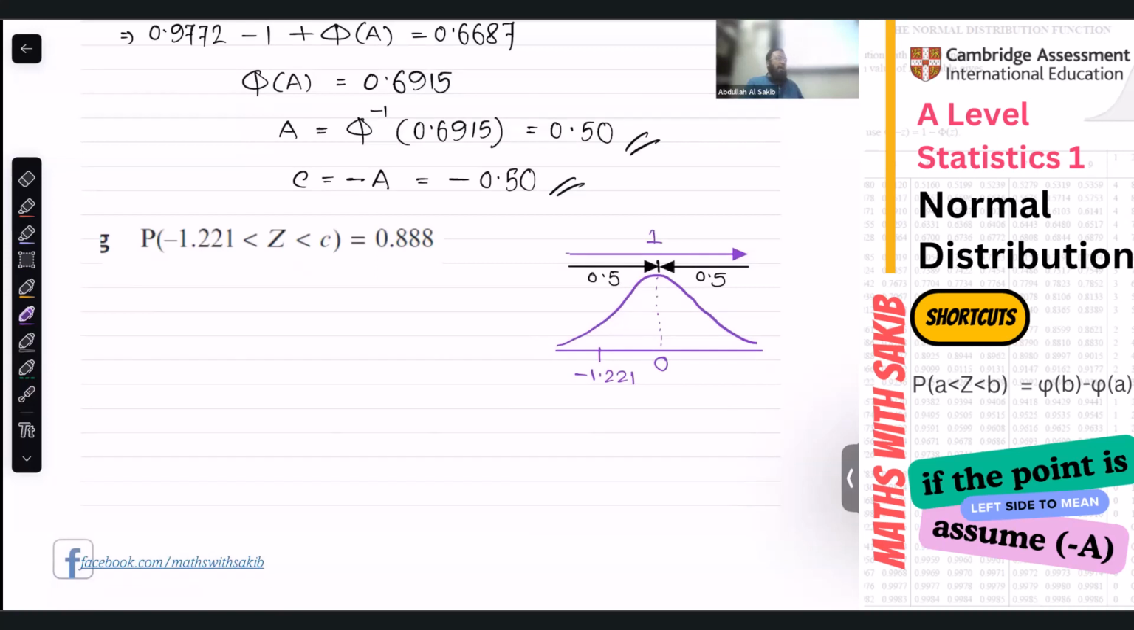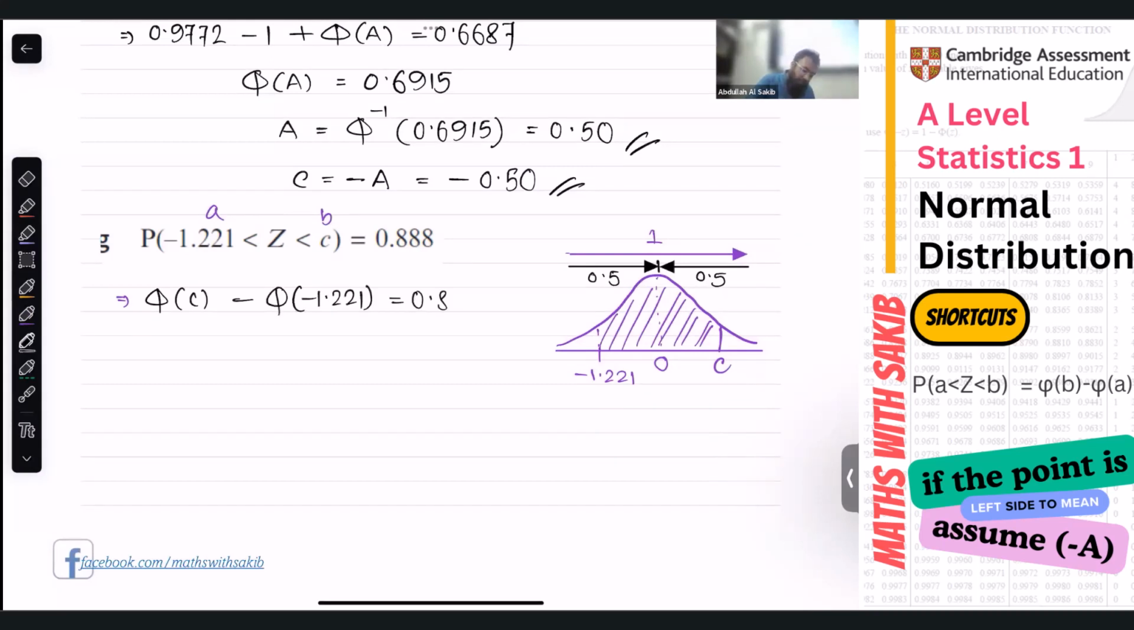Clear? So now how much I need to shade the area? 88%. So I was going to start shading from minus 1.221, 88%. So it will be on the right side. So this point is plus C. And as it is already on the right side and it is plus C, so I don't need to consider anything new. Clear? So that means I can start my calculation. So because this is from A to B, I can write phi B minus phi A. So phi of minus 1.221.